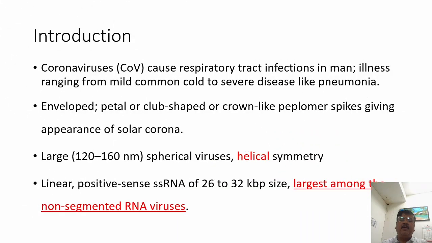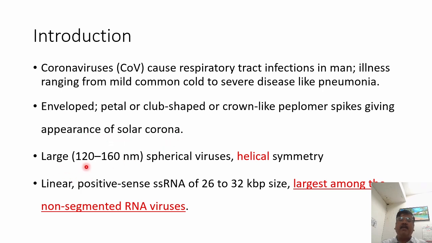Now coming to the basic aspects, I will cover them briefly. Coronaviruses cause respiratory tract infections in man, with illness ranging from mild common cold to severe disease like pneumonia. It is an enveloped virus with petal or club-shaped structures, crown-like peplomers on the surface. These are the spikes, giving the appearance of the solar corona. Therefore, it is called coronavirus.